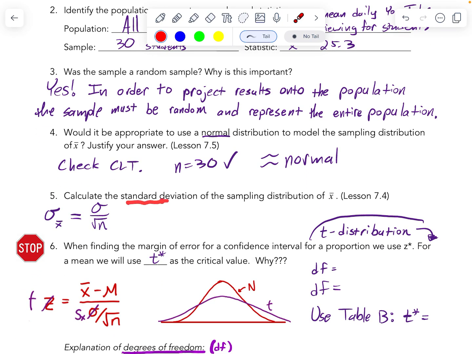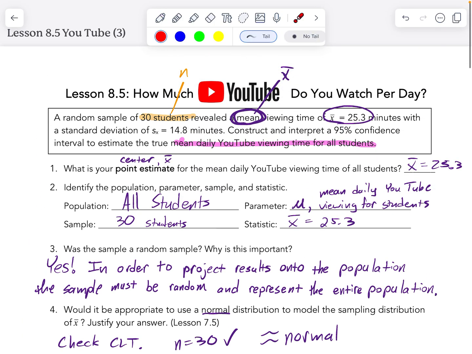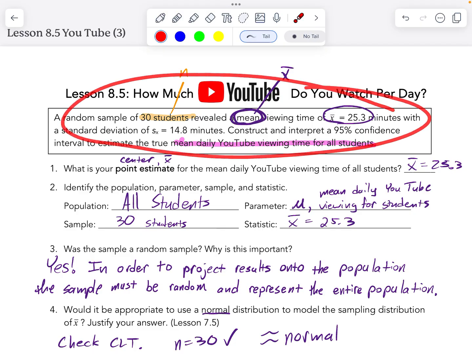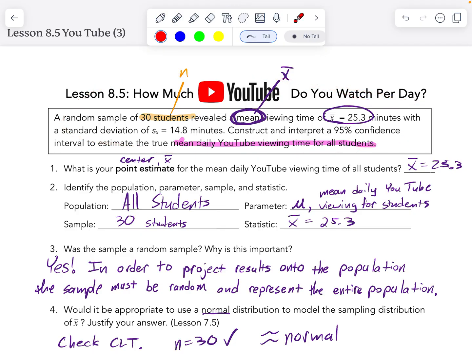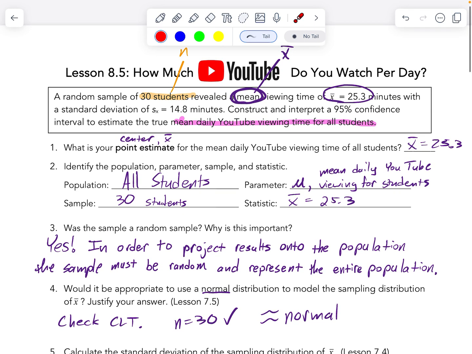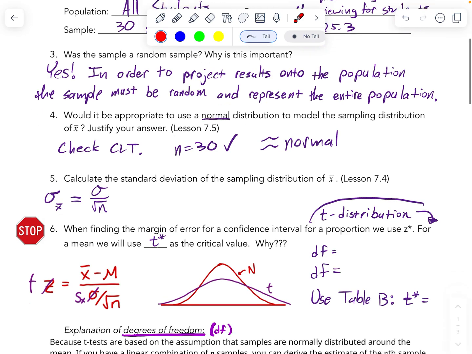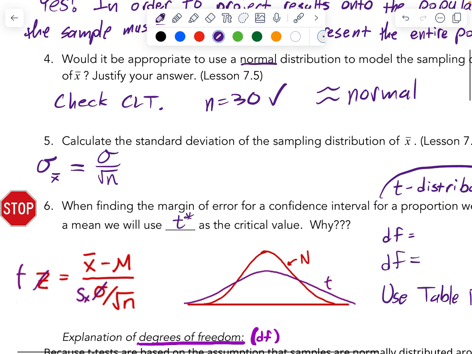Number 5, what is the standard deviation of the sampling distribution for x bar? This formula is what we had last chapter. You take your sigma and divide by the square root of the sample size. However, right now we were not given a sigma. There's nowhere up here that it says how the population is distributed. So I'm going to use the sample standard deviation, s sub x, instead. I'll just change the one on the right.